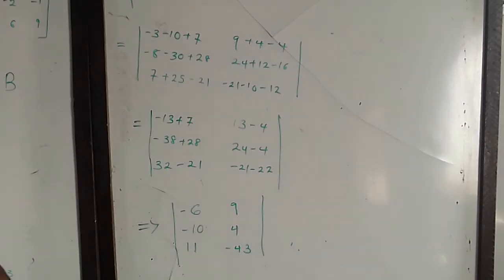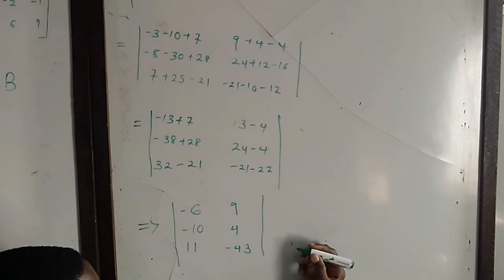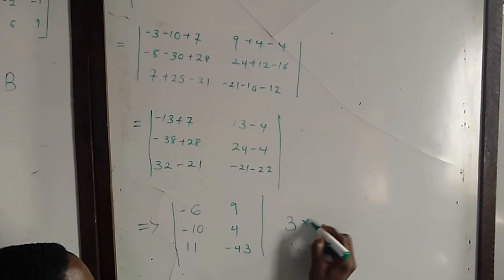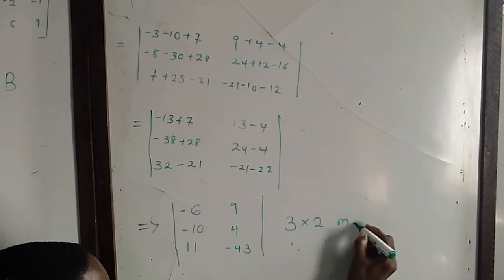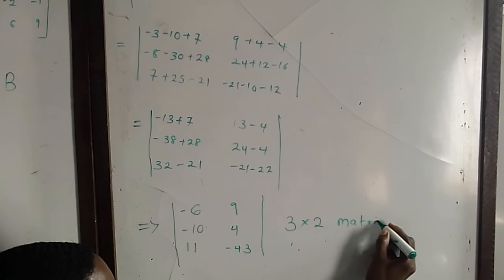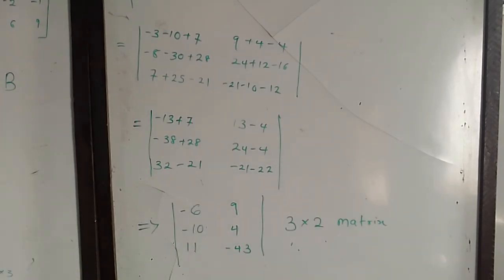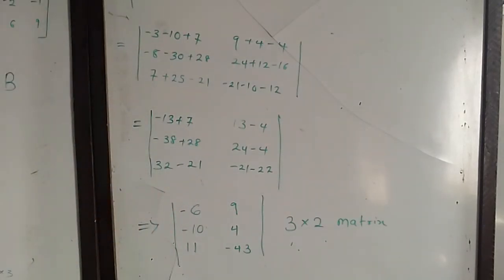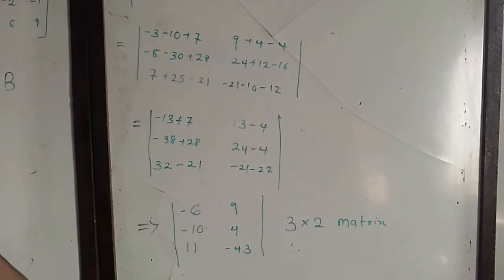So this answer is an example of a 3 by 2 matrix. The reason why it's a 3 by 2 matrix is the column has 3 elements, while the rows has 2 elements. So do we understand?